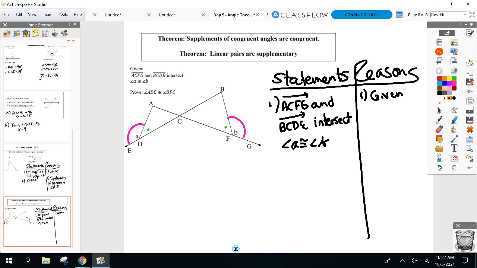Can you guys tell by the diagram? What do you know about these 2 here? Supplementary.